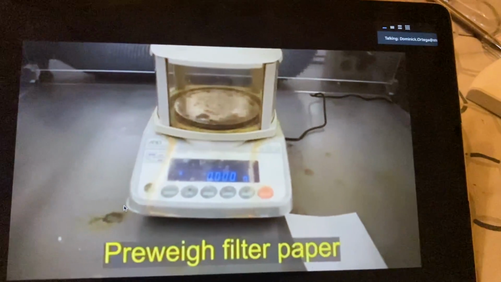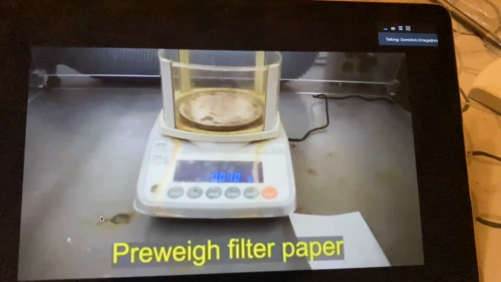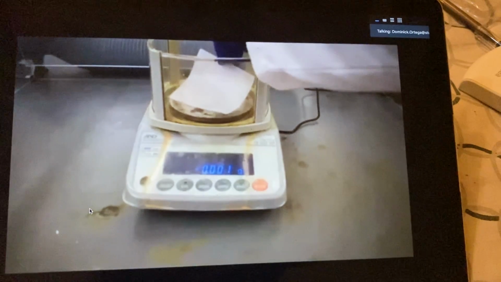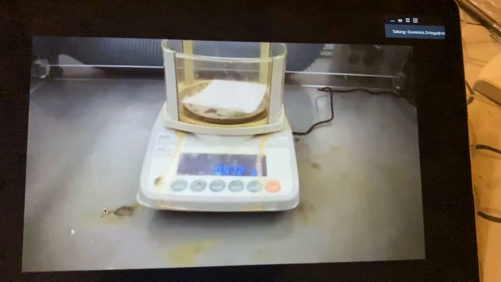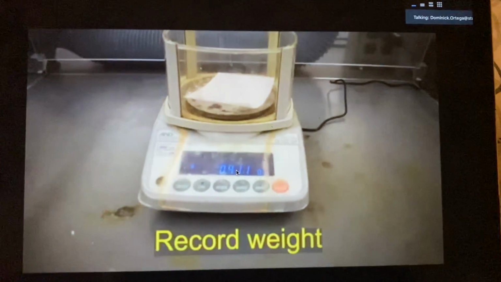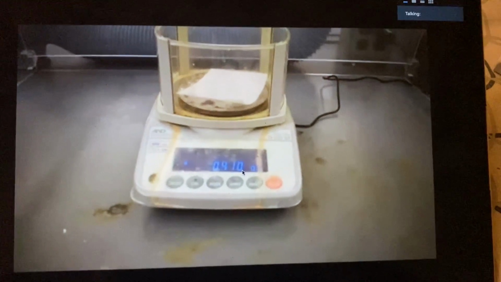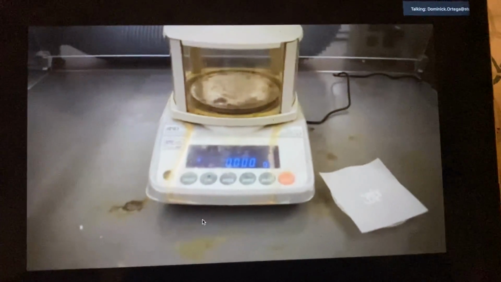This is where you guys have to record the weights. So this is just the filter paper by itself. Record that number. This number is 0.410.